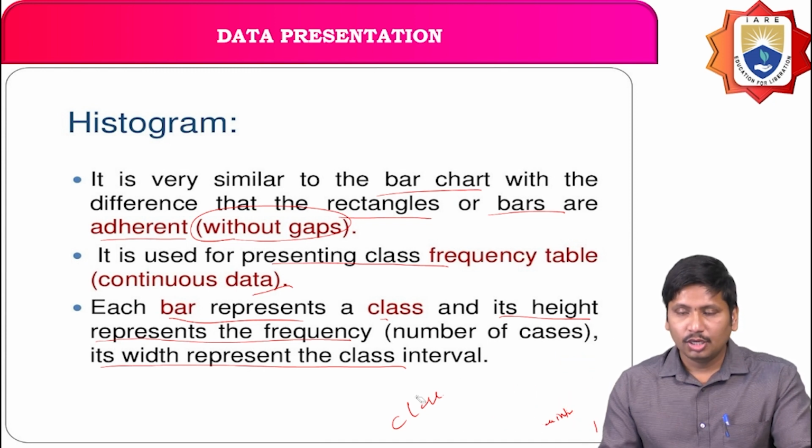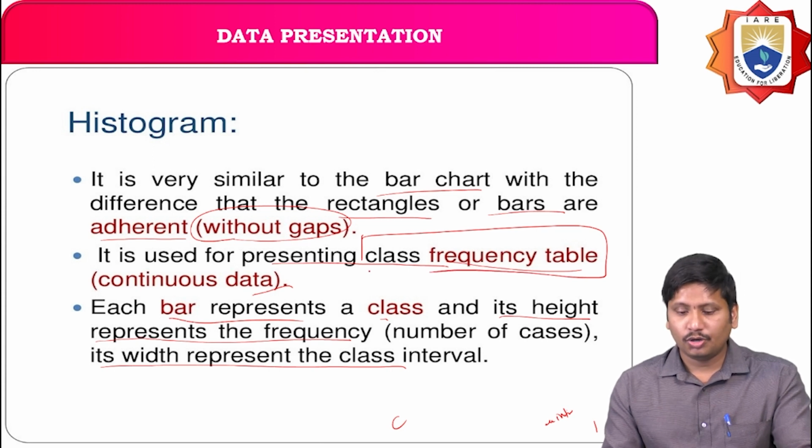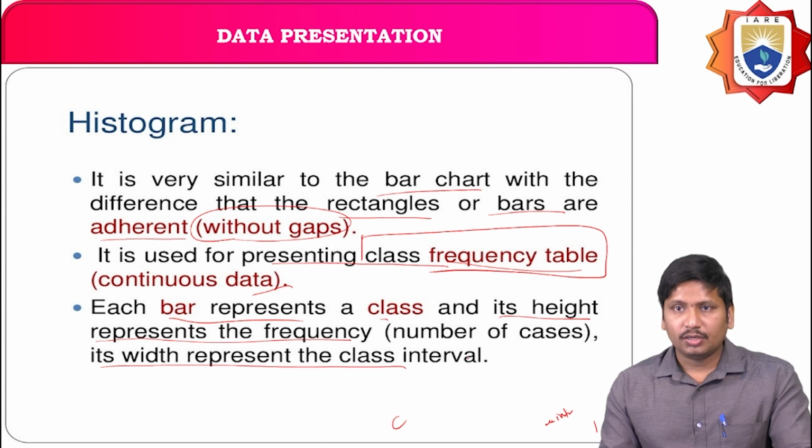So histogram, which is similar to the bar chart, differs in that the rectangles or bars should be adherent. That means you have to maintain them without any gaps, and this is used to present the class frequency table. So this is very important. It is for continuous data, and should not be applicable for non-continuous data. And each bar represents a class, its height represents the frequency or the number of cases, and its width represents the class interval.